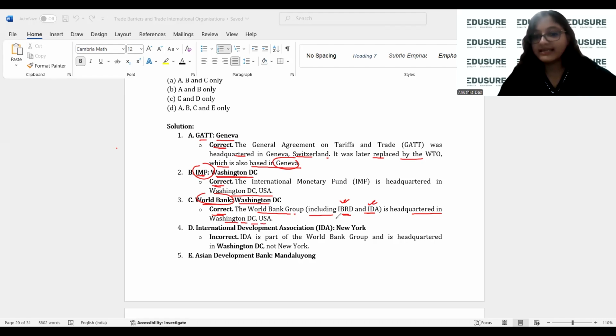Then the third is the IDA. We have just learned that it is in Washington, D.C., and it will not be in New York. The option that they have given you says that it is in New York, so this will be incorrect. IDA is a part of the World Bank Group, so headquarters will also be in Washington. And the final thing is the Asian Development Bank. This is also right.